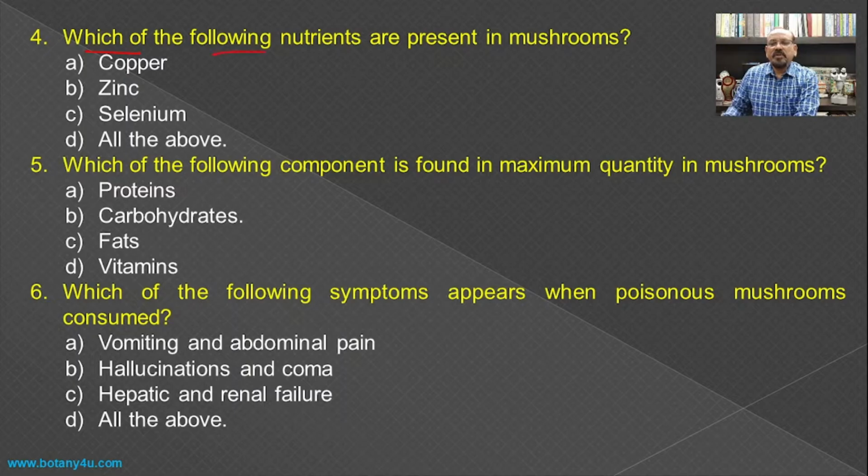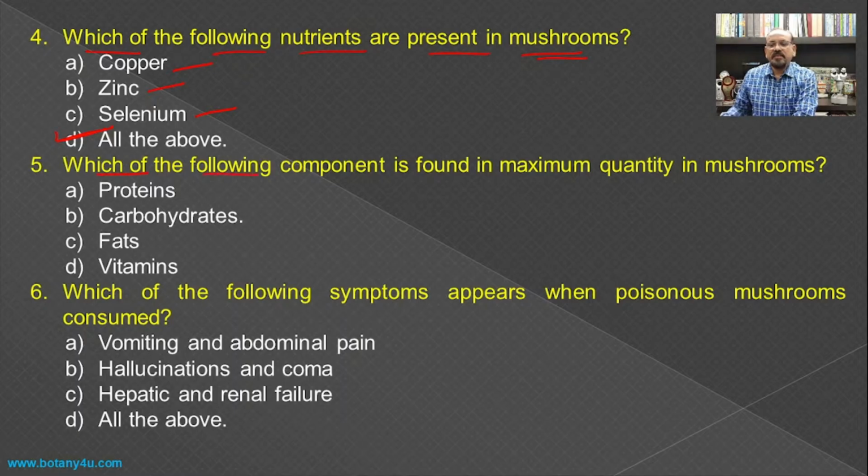Then, which of the following nutrients are present in the mushrooms? Copper is present, zinc is present, and even selenium is present in the mushrooms, and hence all the above become the answer for this question. Deliberately, this type of questions are included so that you can come to know the different aspects of the mushrooms.